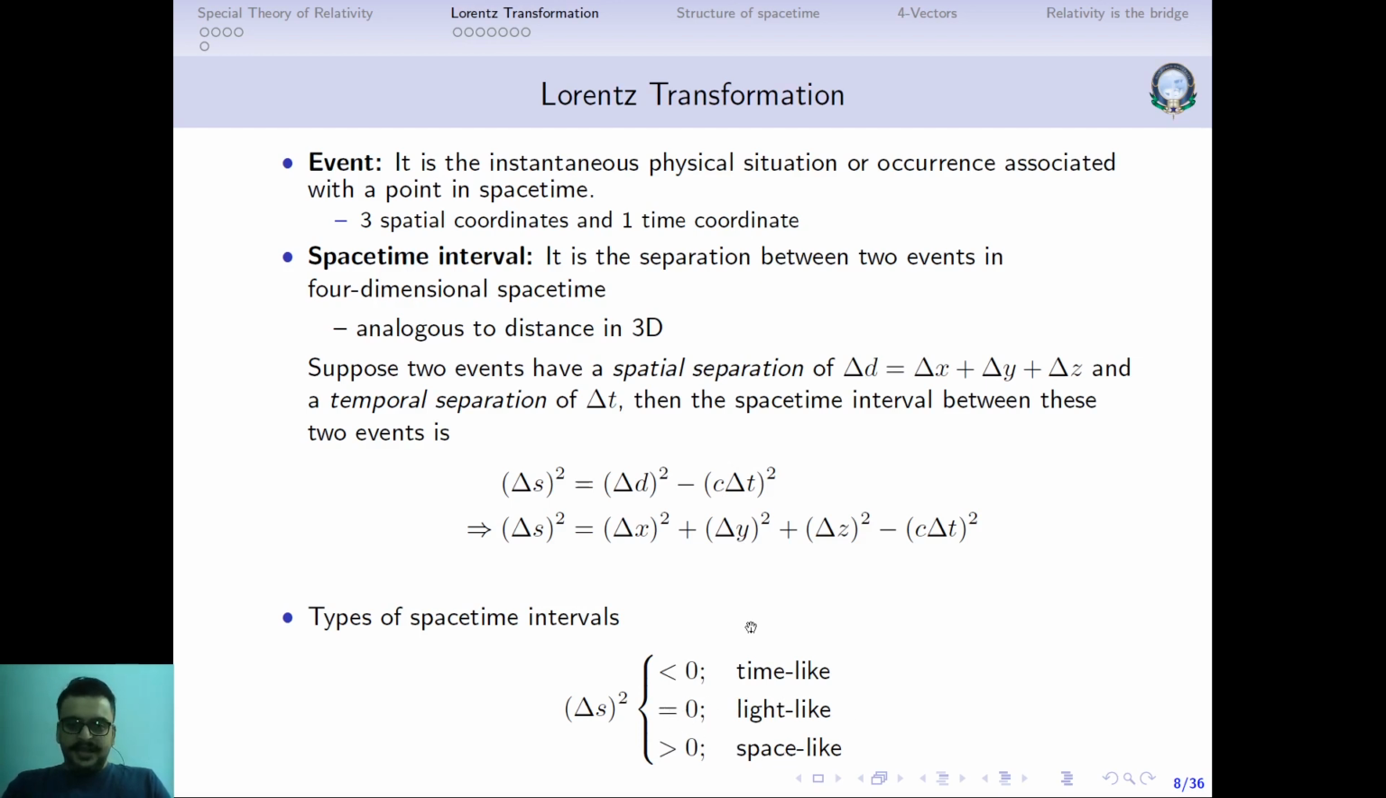And why is it called light-like? Because if delta S square is equal to 0, this entire quantity is equal to 0, this means C delta T square is equal to delta D square. You could remove the square here, so it will give us C delta T is equal to delta D, which gives C is equal to delta D by delta T. D is displacement, delta T is the time interval. So displacement by time gives us velocity, which is equal to C, and C is nothing but the speed of light. So that's why it's called a light-like space-time interval.